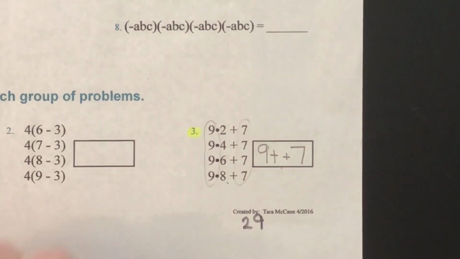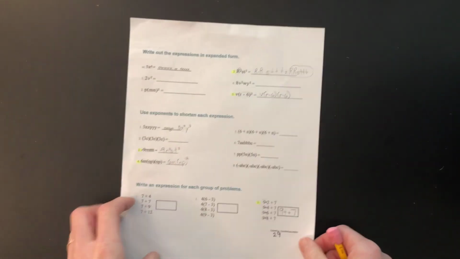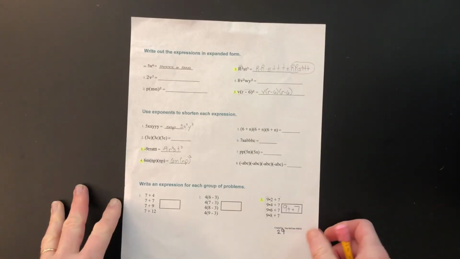You've got 2 more. So don't forget, 27, 28, and 29.